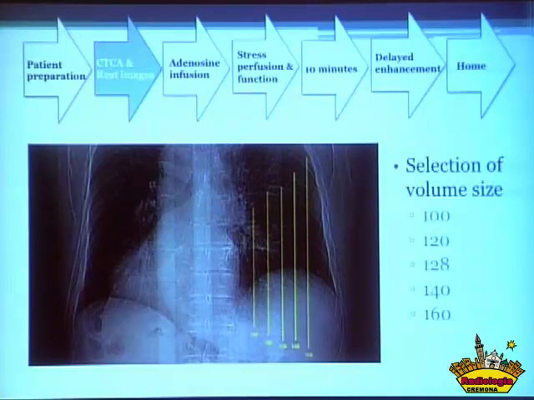Next, we select the volume size. Now, as Russell's already explained, the Aquilion One does up to 160 millimeter detector size. But in fact, most hearts fit in the 120 or 128 detector size. So we want to go for the smallest possible size for our scans because it does impact the radiation dose a lot. We use as our landmark 2 centimeters below the carina for our starting point and then down to the apex of the heart.